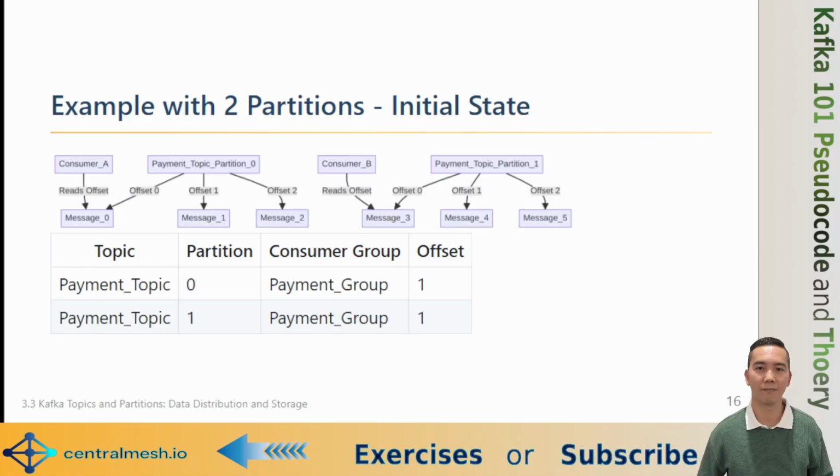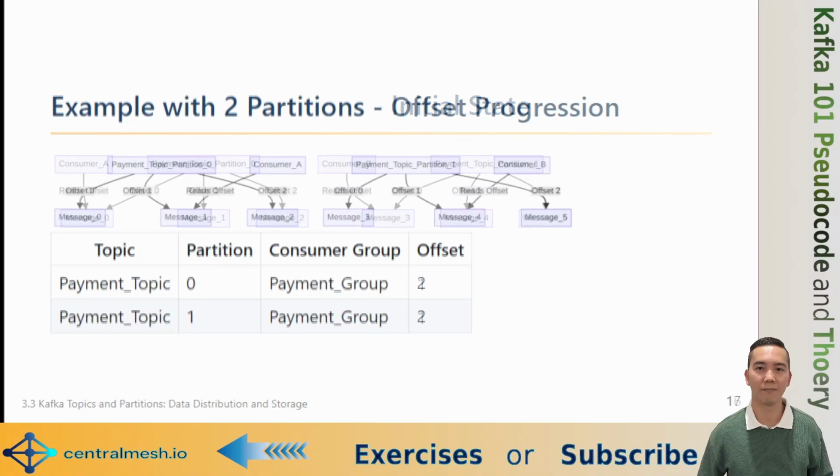In this example, we have consumer A working on partition 0 and consumer B handling partition 1. Both are part of the payment group. Instead of tracking each consumer individually, Kafka tracks the payment group as a whole. The offset table shows us exactly which offset each partition is at. So if there is ever a pause or restart, they will pick up right where they left off.